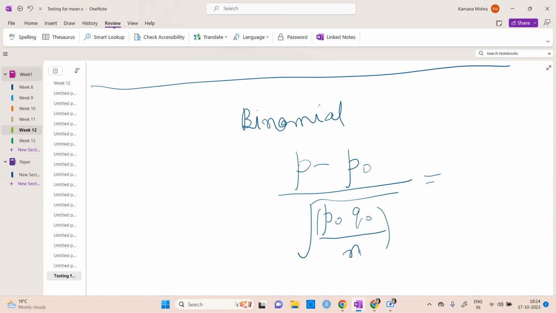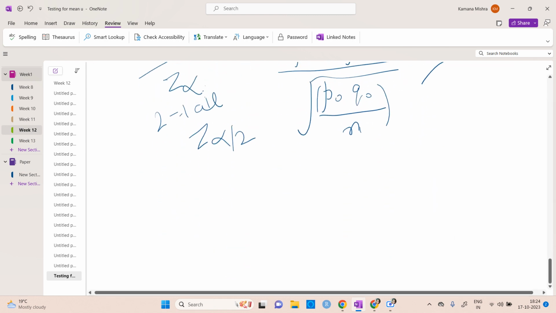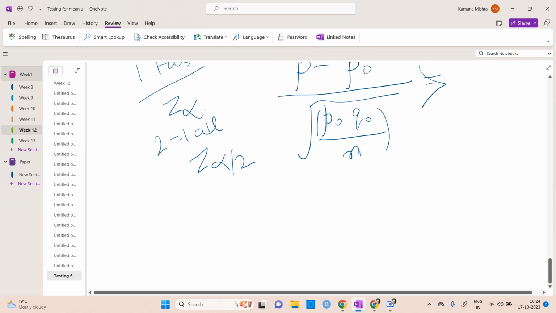So this you can take, like proportion. Also it will depend on whether you are taking a one tail test. For a one tail test you will use z alpha. If you use a two tail test, then you will take z alpha by 2. It will be more clear when we do questions, but this is just a summary.